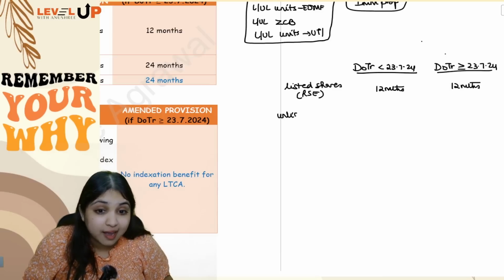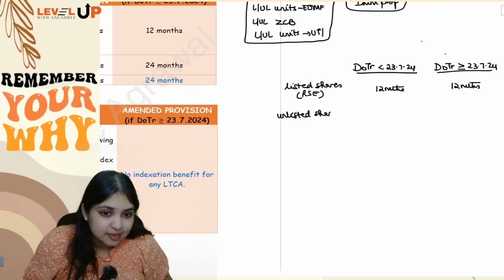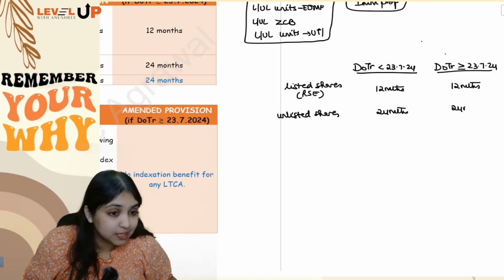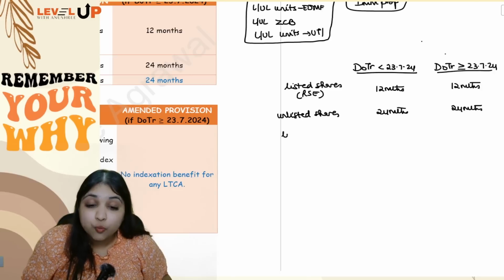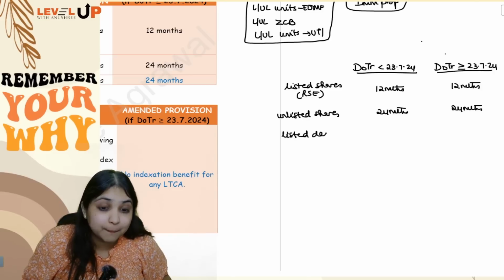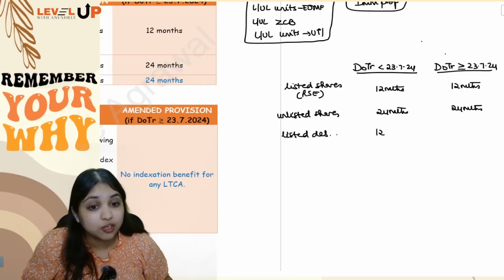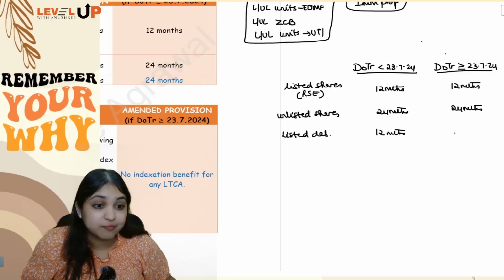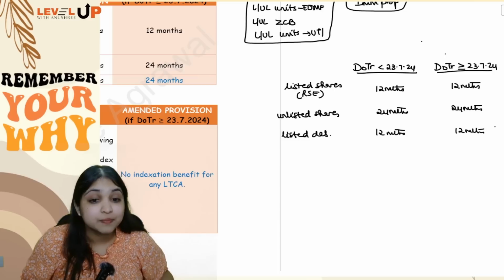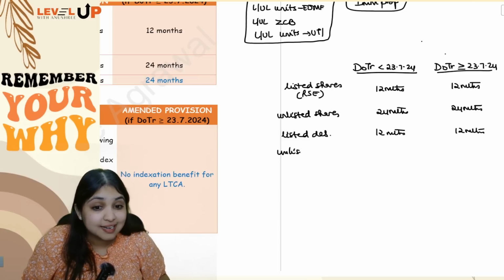But what if they are unlisted shares? Unlisted shares, it was 24 months earlier, even now it is going to be 24 months only. What if it is listed debentures? Listed securities, guys, earlier also 12 months, now also 12 months. What if it is unlisted debentures?